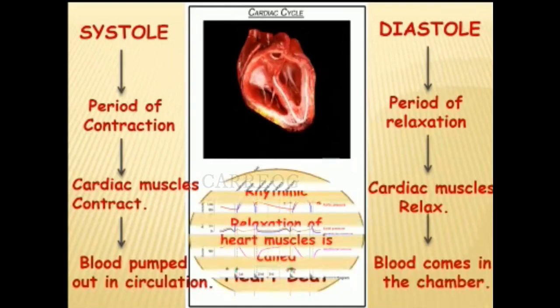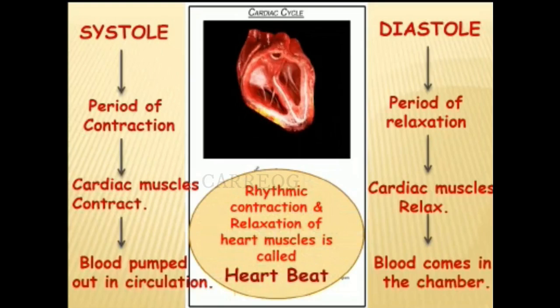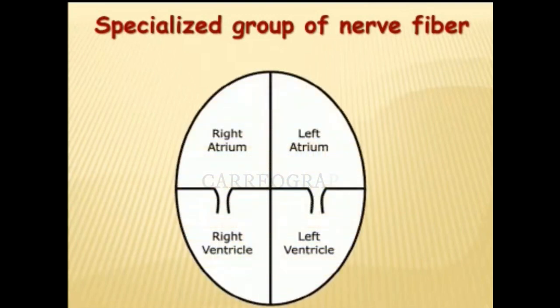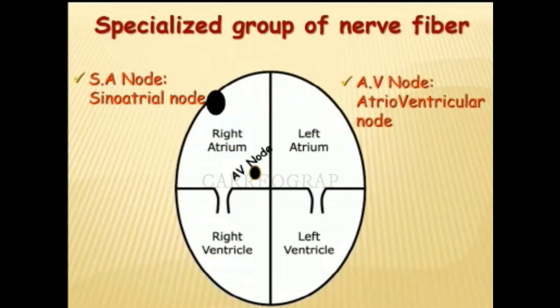This rhythmic contraction and relaxation of heart muscle is called heartbeat. Friends, we can also say that one apex systole and one apex diastole is called one heartbeat. Friends, this contraction and relaxation of heart muscle is controlled by a specialized group of nerve fibers. There are four types of specialized nerve fibers present in the heart. These are SA node, that is sinoatrial node, AV node, that is atrioventricular node, bundle of His, and Purkinje fiber.